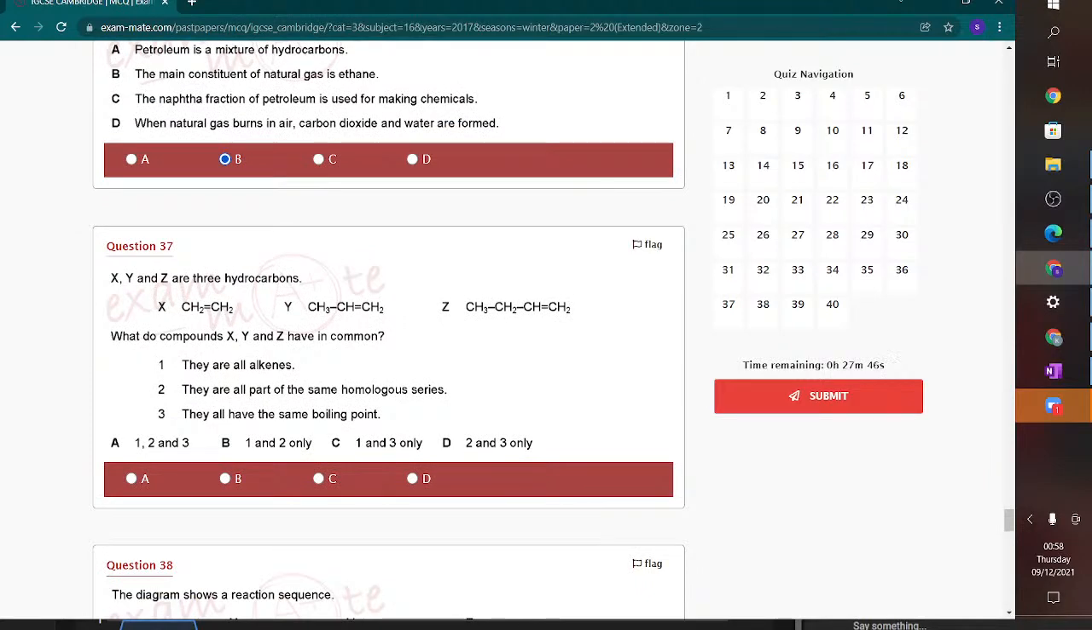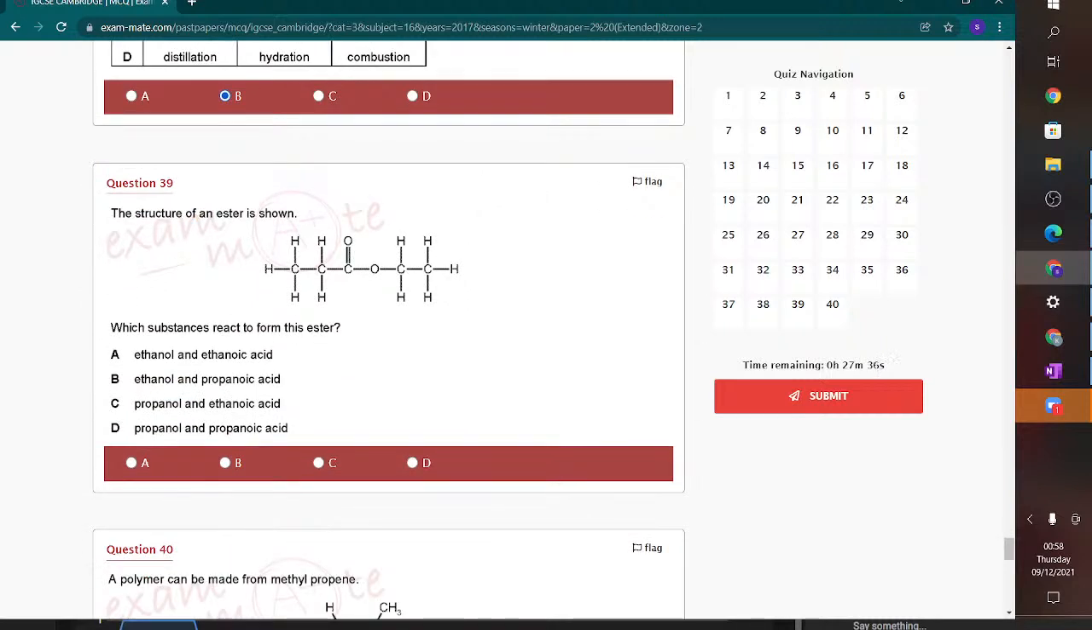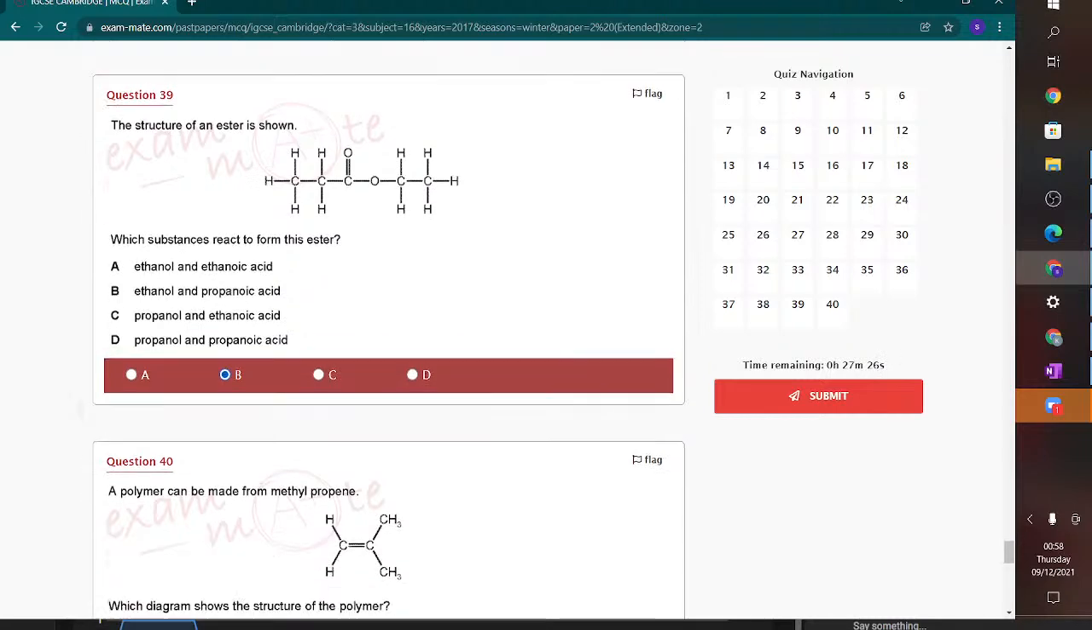X, Y, and Z are hydrocarbons. Okay, we have done this. It's 1 and 2, paper 21. We have done this too, and it is cracking, hydration, and combustion. Which substances react to form this ester? Here, let's make a breakage. Okay, the breakage is here. 1, 2, 3, that's propanoic acid. 1, 2, that's ethanol. So ethanol and propanoic acid. Let's go with B.